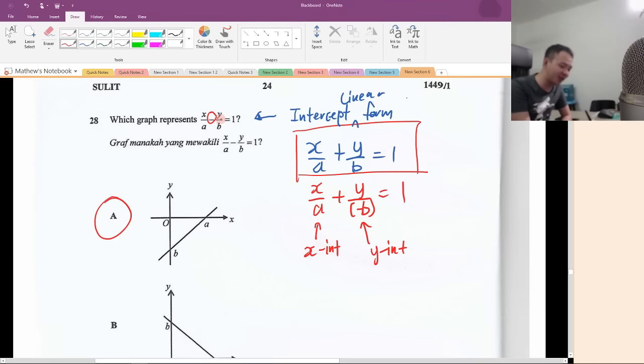So if the question gives you a minus, that means the minus actually belongs to the B, because this can be plus negative B, right? Because x over A plus y over negative B still gives you the same equation. Therefore, I know the B value has to be negative, but the A value is positive.